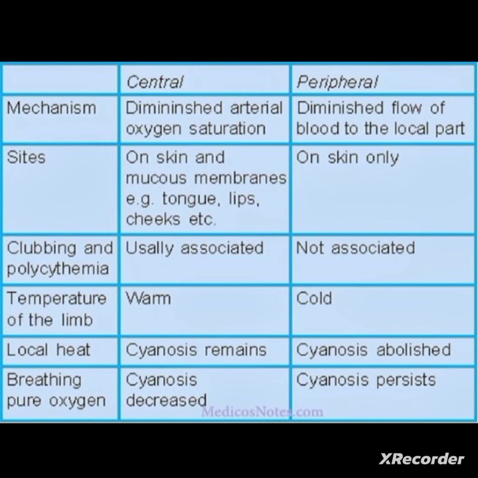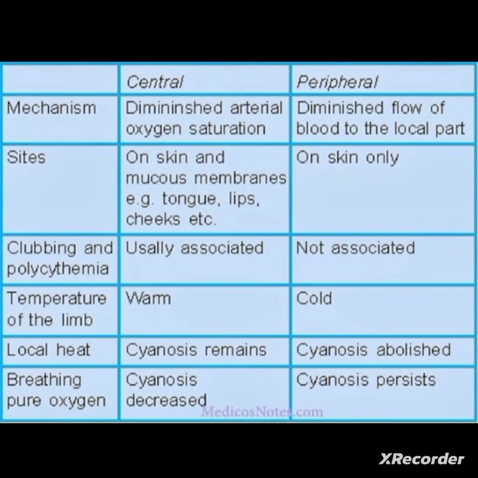The difference between central and peripheral cyanosis. The main mechanism: central cyanosis is mainly due to diminished arterial oxygen saturation, whereas peripheral cyanosis is caused by diminished flow of blood to a local area of the body. The main sites of central cyanosis are the skin and mucous membranes, tongue, lips and cheeks. Peripheral cyanosis occurs in the skin only, especially the extremities: fingers, palms and toes.